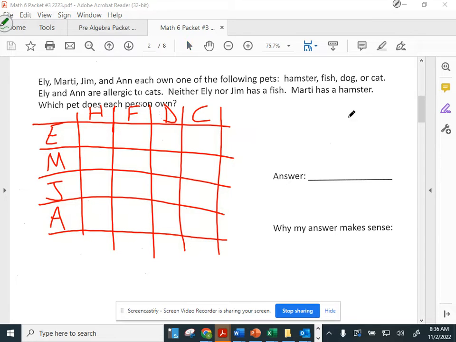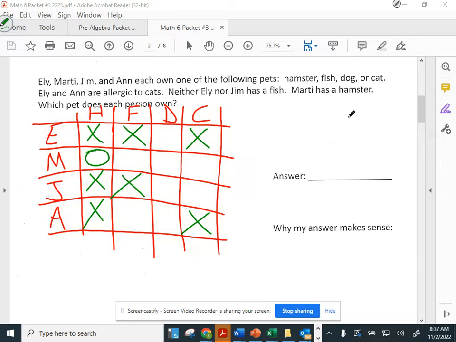Eli and Ann are allergic to cats, so they do not have cats. So Eli does not have a cat, and Ann does not have a cat. Neither Eli nor Jim has a fish, so Eli does not have a fish, and Jim does not have a fish. Marty has a hamster. Now if Marty has a hamster, no one else can have a hamster, because it's only 1 animal per person and each animal is used once.